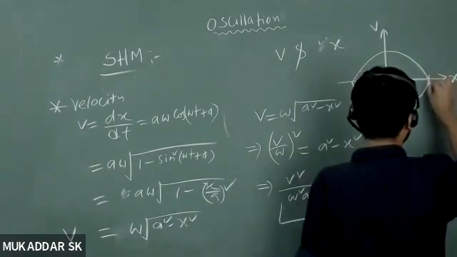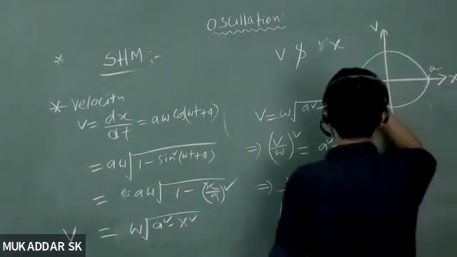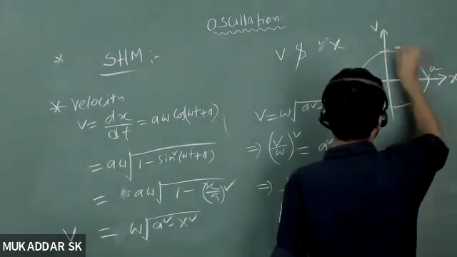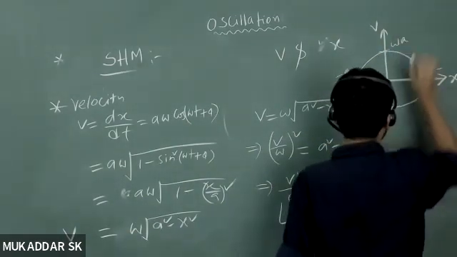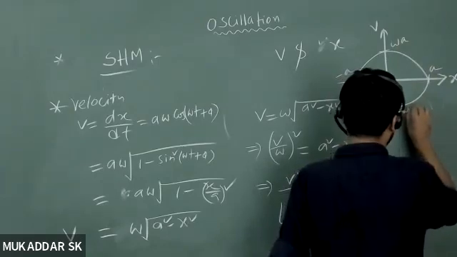So this point will be a, this will be minus a, this will be omega a, and this will be minus omega a.